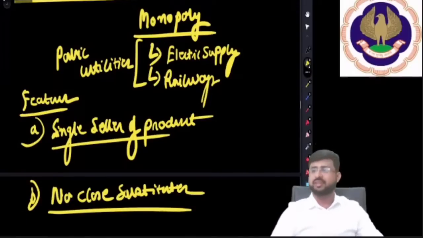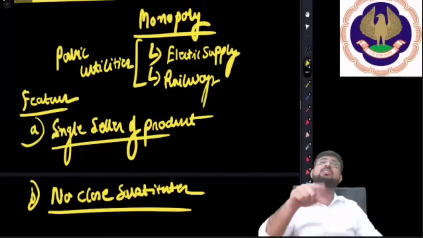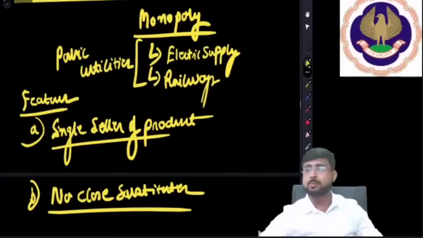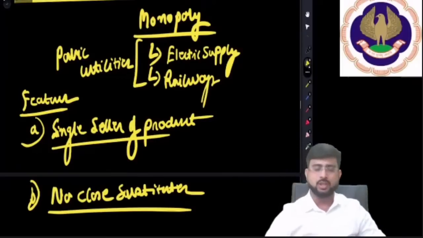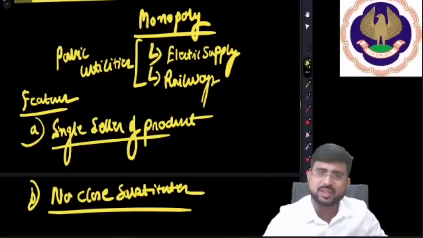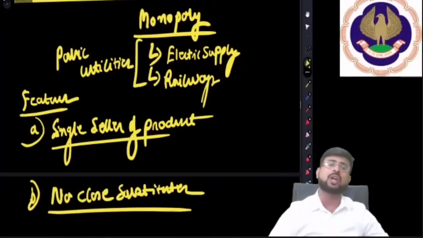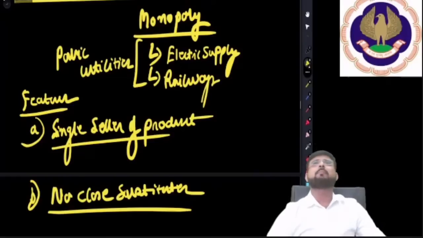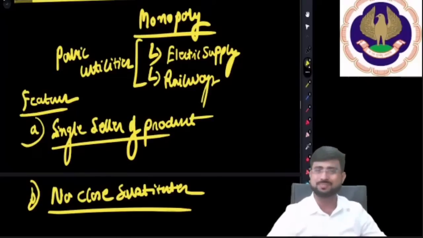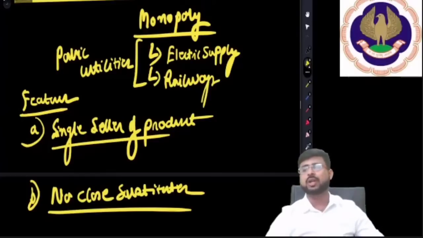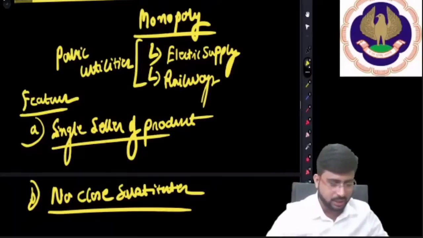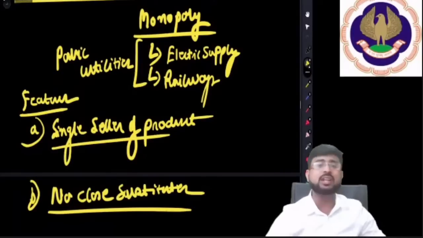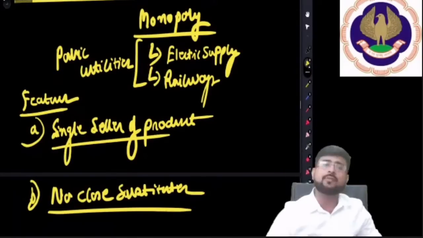For example, railways. If you are trying to travel by railways, can you tell me of any transportation medium which is as cheap and as fast as railways? You will not be able to tell me. If you want to combine both cost effectiveness and time effectiveness, you will not be able to cite any other example. You may say bus, but bus will take more time. You may say car will take more time and more cost. You may say aeroplane, it will take less time but more cost. So there is no single substitute that you can tell me about. Correct? So there it is. Single seller of the product and they have no close substitutes.